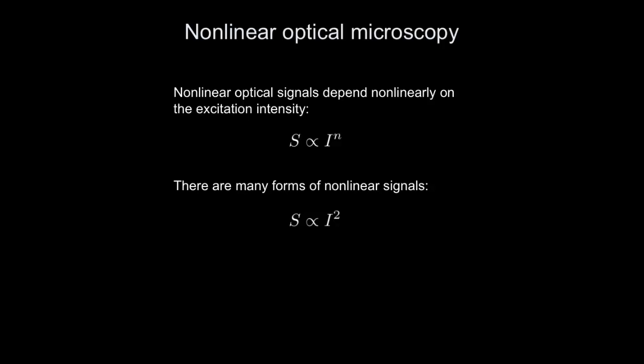So for instance, when it's 2, then your signal scales to the second order with the incoming intensity of the excitation light. Or, this is another version, you can have a signal that depends on 2 incoming beams, I1 and I2. It depends on both. That is also a nonlinear process.